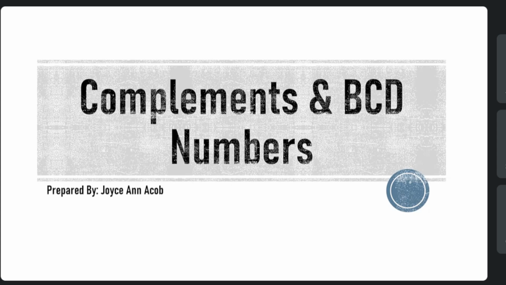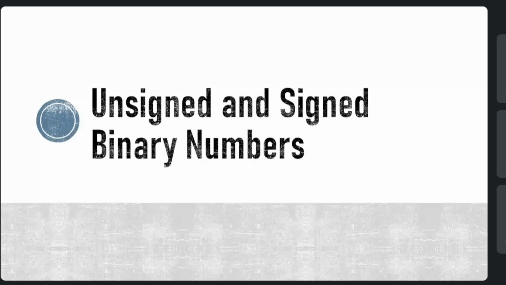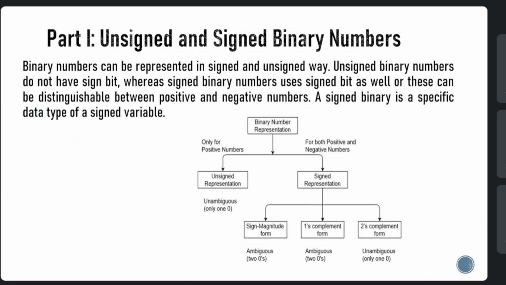So, our second topic is complements and representation of binary numbers. Under complements and binary numbers, there are unsigned and signed binary numbers. So, the unsigned first. Binary numbers can be represented in signed and unsigned ways.